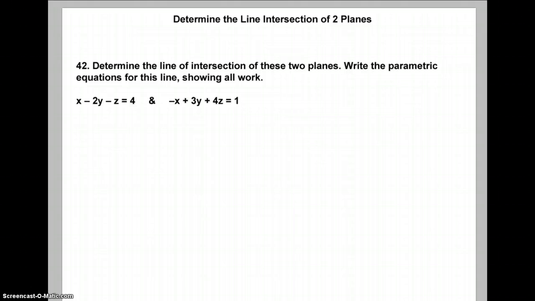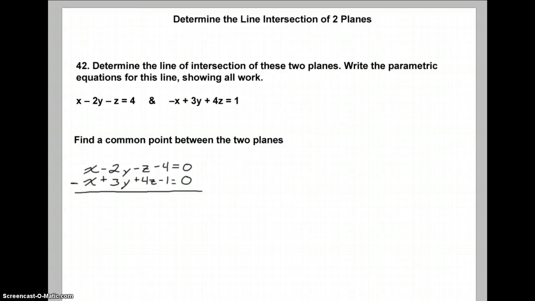To start, we need to find the common point between the two planes. In order to do this, we have to set up a system of equations in order to narrow down the number of variables we have to deal with. Luckily, this set is already able to cancel out a variable, the x. Otherwise, we'd have to multiply one of the equations in order to get one to cancel. So now we've found that y is equal to negative 3z plus 5.